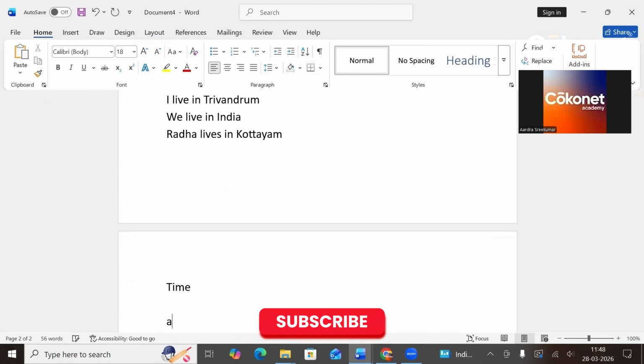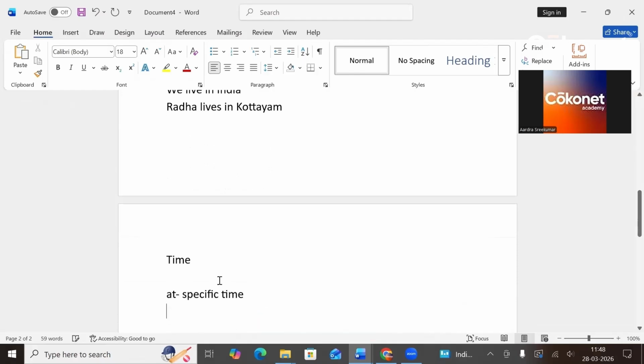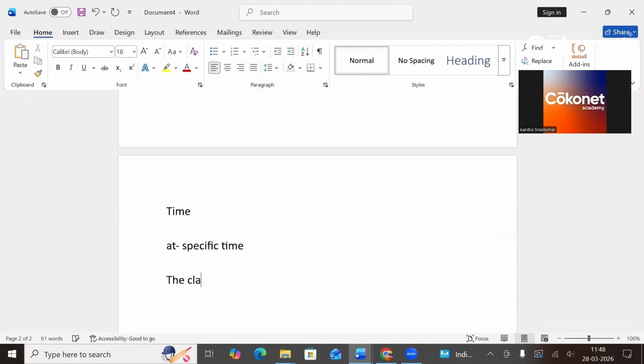Okay. Again, at can be used to indicate a specific time. So for example, the class starts at 10 a.m., indicating very specifically what time the class starts.